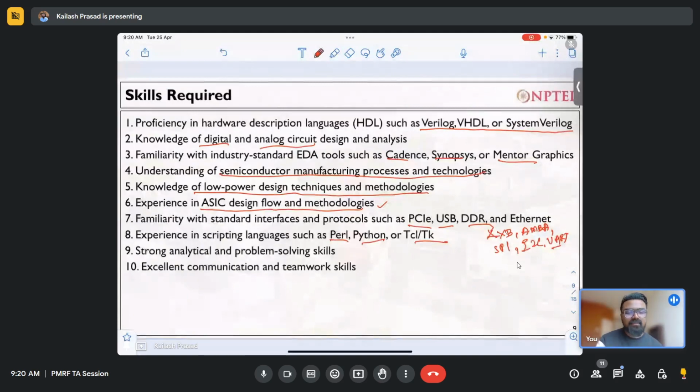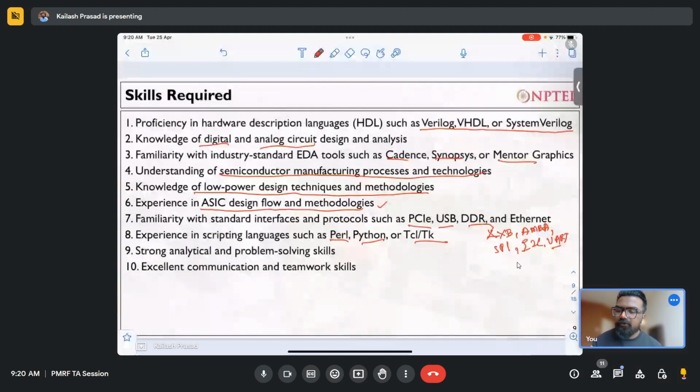Now the ninth is strong analytical and problem solving skills, because only then are you an engineer. That's a must quality of an engineer.